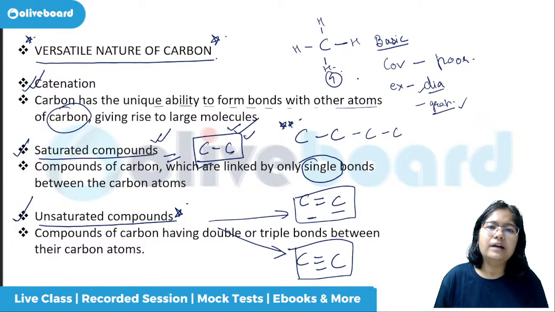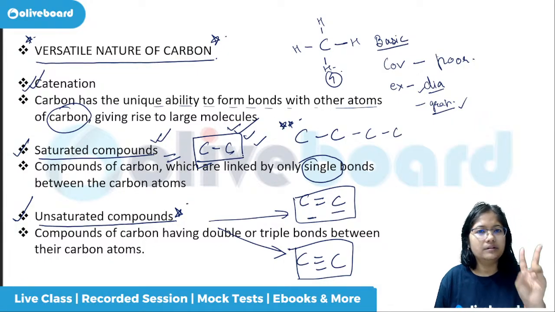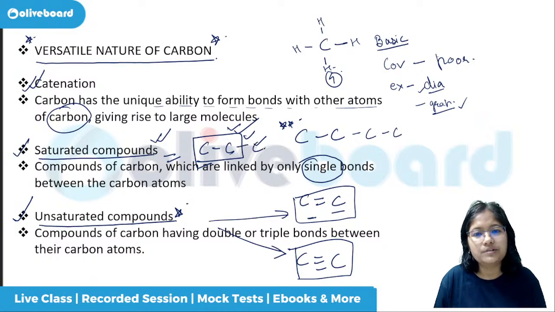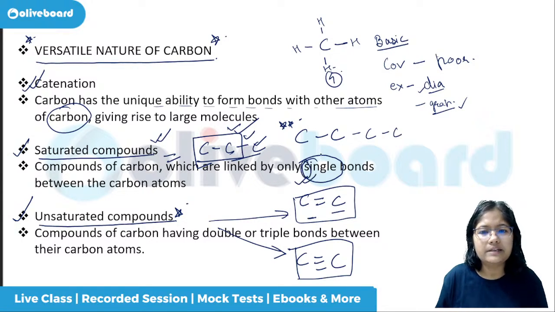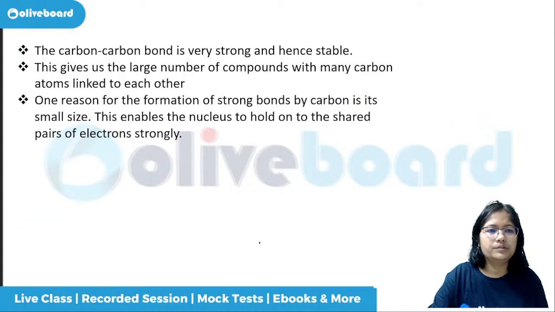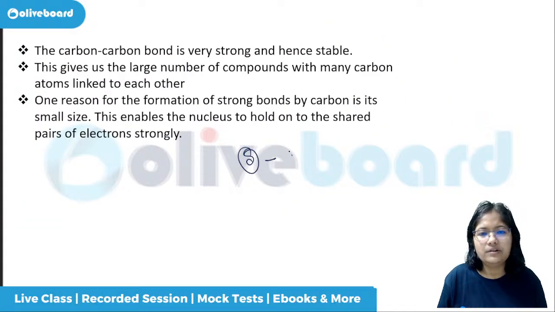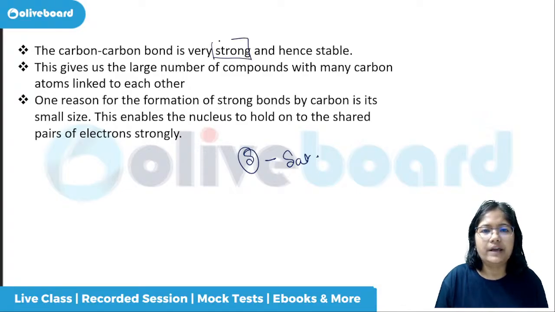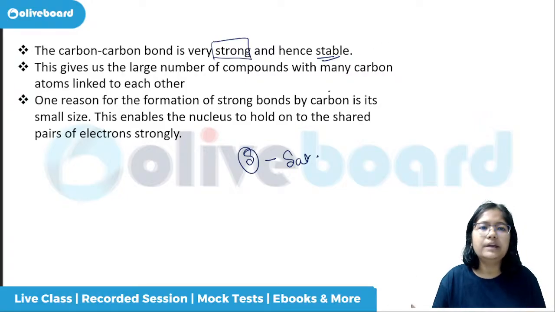So if we are talking about any compound where two or more carbons have a single bond, wherever this single bond comes, saturated, end of story. You will never forget it. How? Because saturated means single, and unsaturated means double or triple bonds. So just remember, single is for saturated. The carbon-carbon bond is very strong and hence stable. Though ideally, with the other compounds, it can differ.